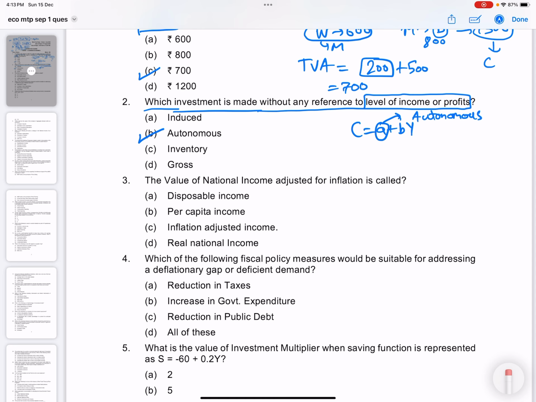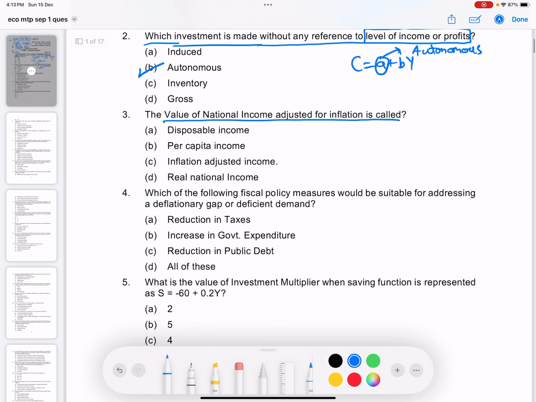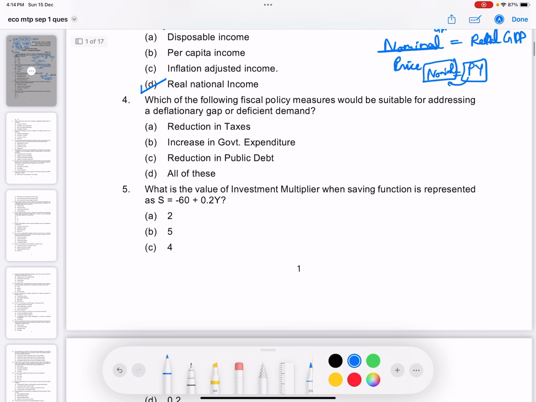Now, the value of national income adjusted for inflation. The value of national income adjusted for inflation is called... You must have studied about nominal GDP and real GDP. Nominal GDP divided by price level is equal to real GDP. So P into Y is the nominal GDP. So if the national income is adjusted for the price level, we'll get real national income. Okay. Now moving on to the next part.